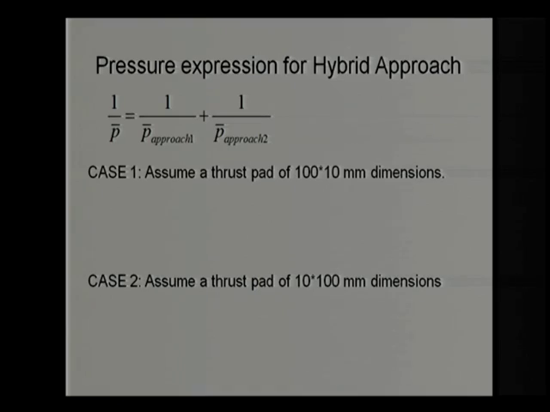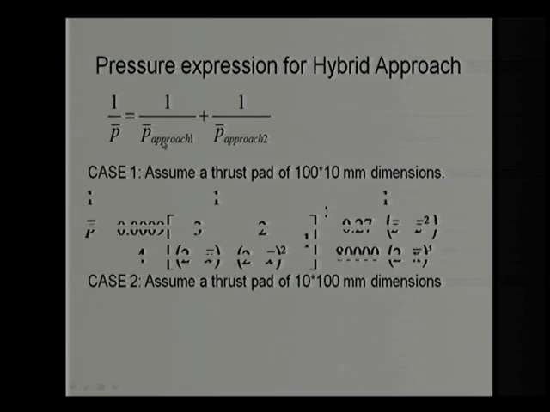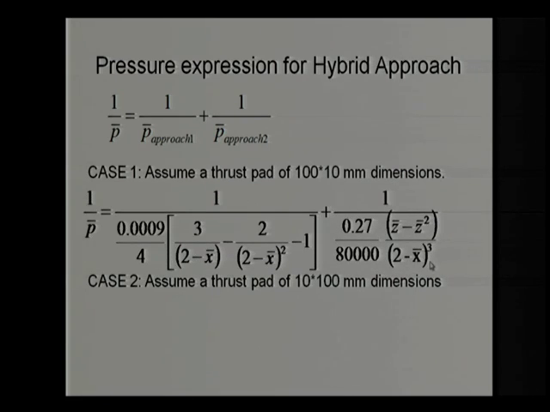Now, we can apply these expressions for our hybrid approach, and we already evaluated pressure using approach 1 and pressure using approach 2. We can combine these, and we get an expression slightly complex compared to approach 1 and approach 2, but this is going to provide better results compared to approach 1 and approach 2. So, we substitute here, and now we can see the pressure is in terms of x bar as well as z bar. Both the dimensions are playing a role in this pressure expression.